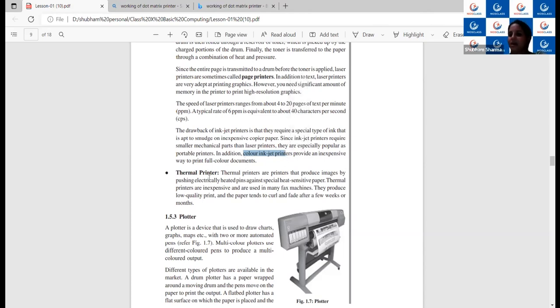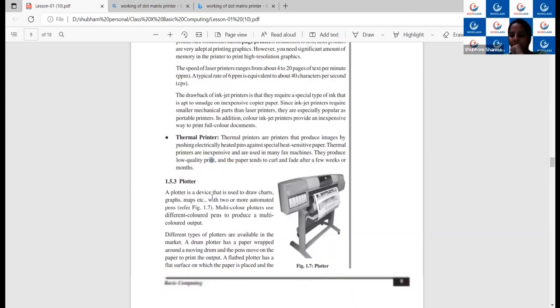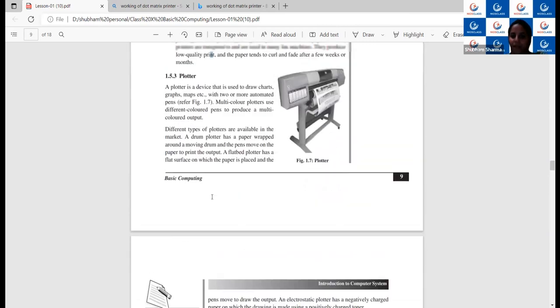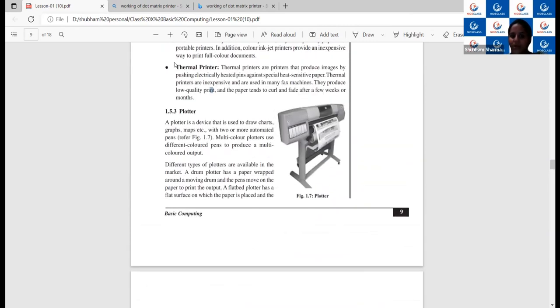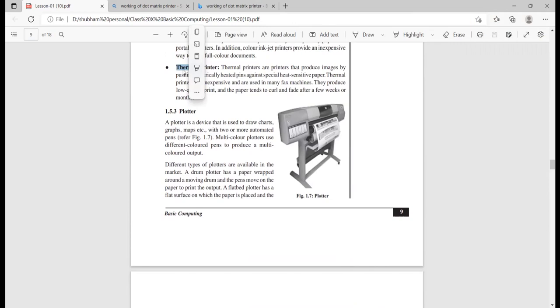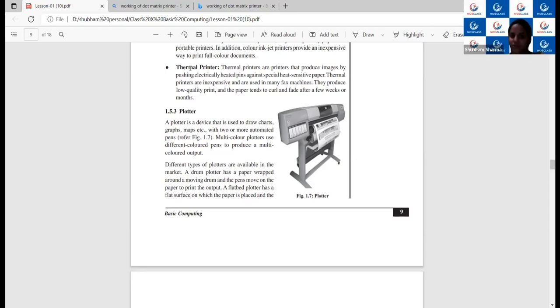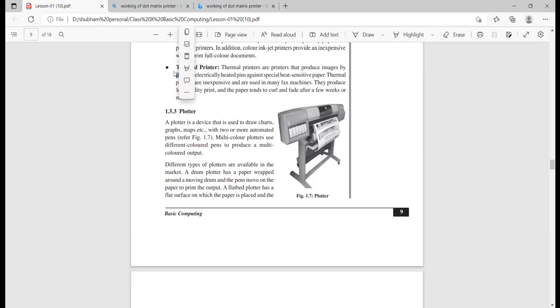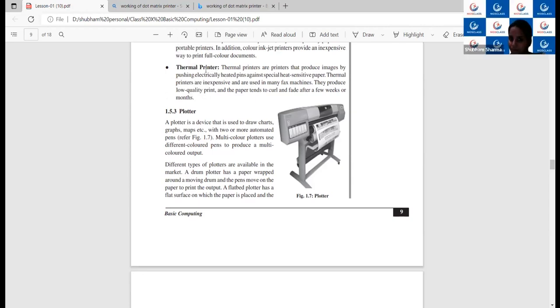Okay, next comes your thermal printer. What do you understand by the term thermal? Do you know what thermal is? Ma'am, thermal means the thing produced by heat. Exactly. So thermal just means heat. So thermal printer works on the principle of heat.